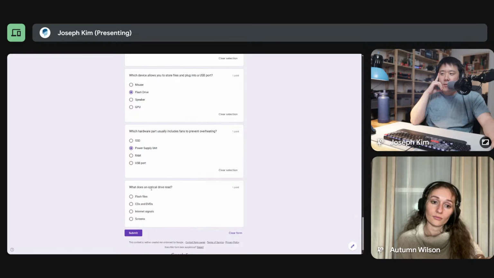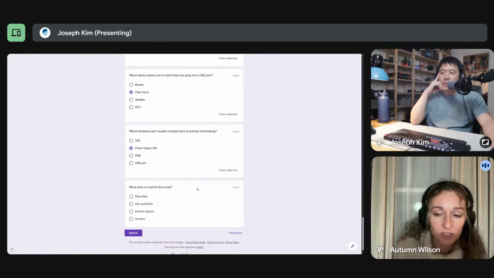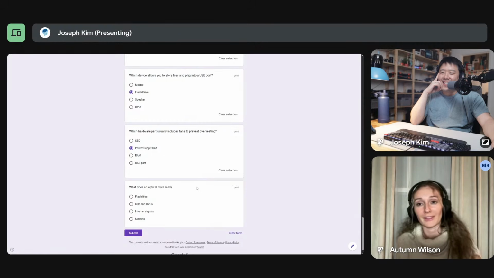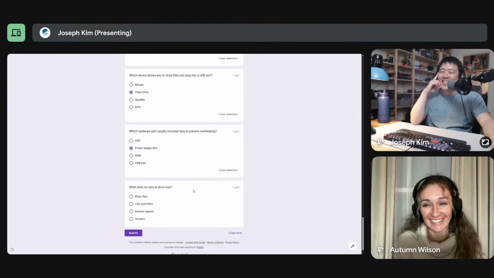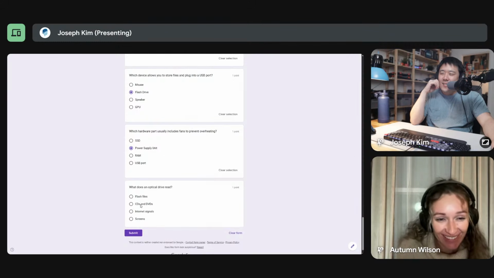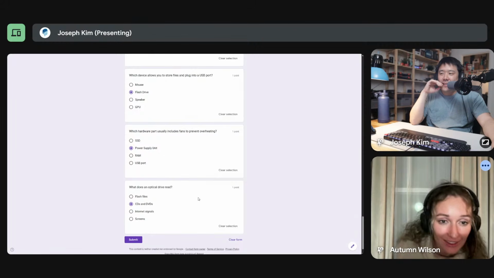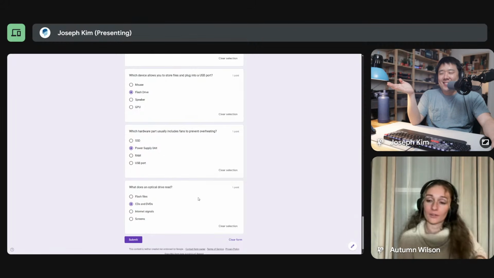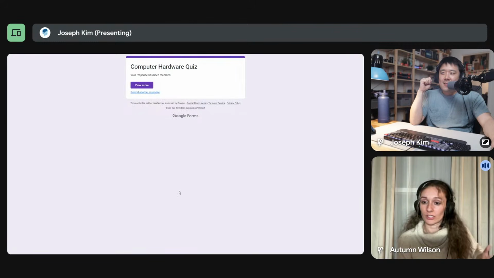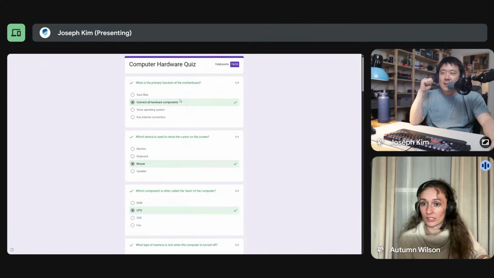What does an optical drive read? Optical makes me think of my eyes. This one is CDs and DVDs, and it's so outdated. Wow. Optical disc is a CD. Optical drive. So optical is just another word for CD.